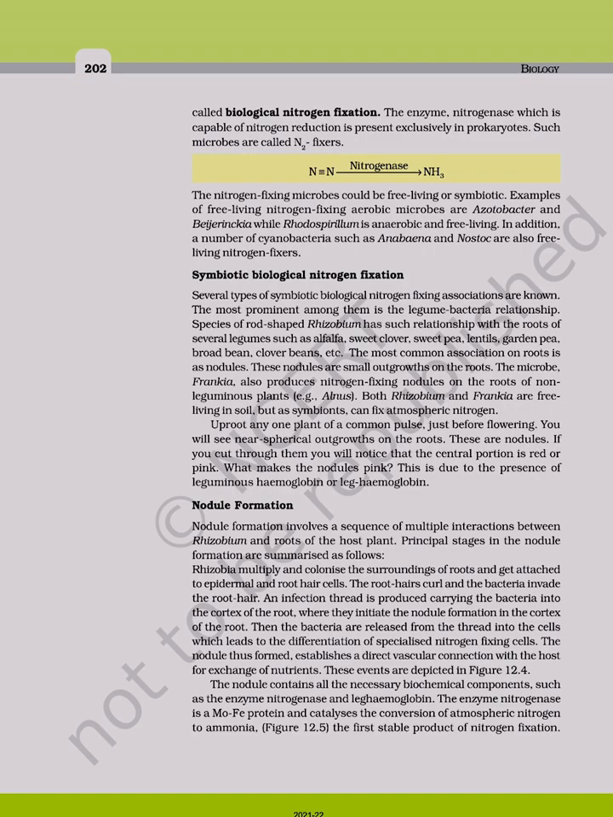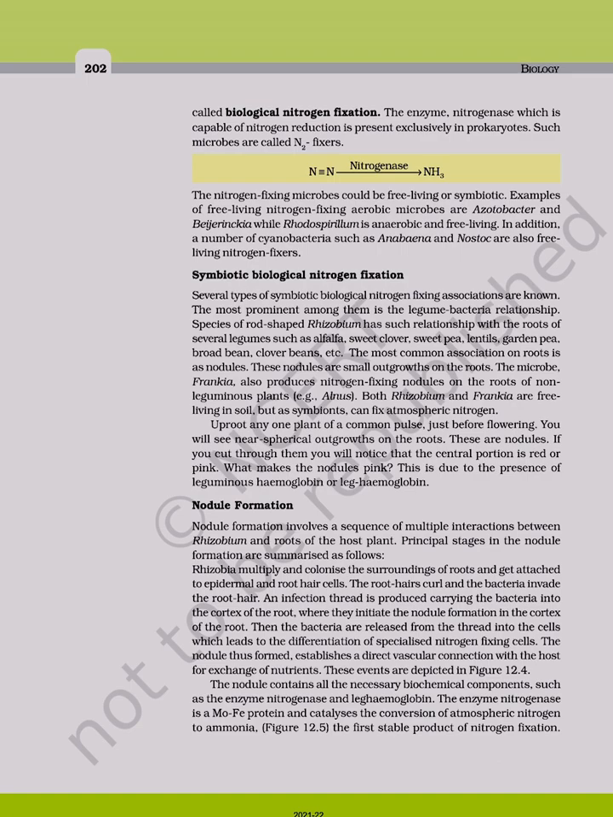An infection thread is produced carrying the bacteria into the cortex of the root, where they initiate the nodule formation in the cortex of the root. Then the bacteria are released from the thread into the cell, which leads to the differentiation of specialized nitrogen fixing cells. The nodule thus formed establishes a direct vascular connection with the host for exchange of nutrients. These events are depicted in figure 12.4.